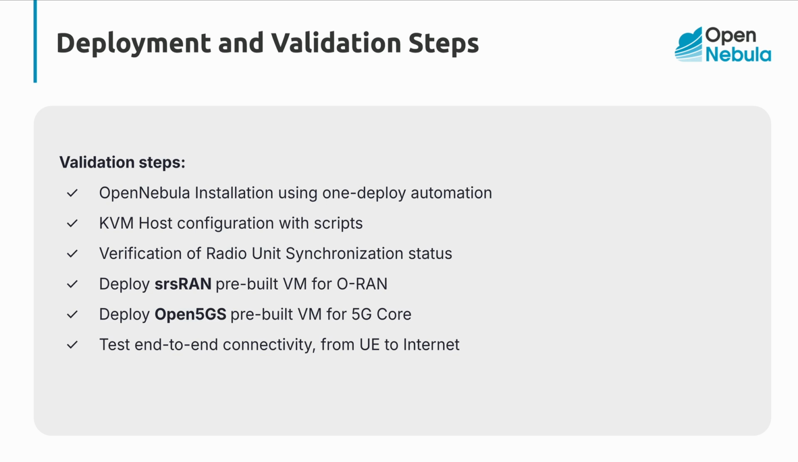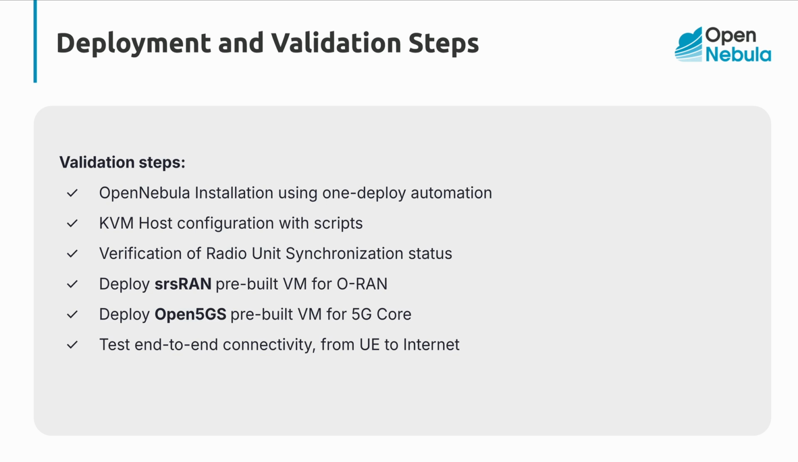We begin by installing the OpenNebula cloud itself. This is made simple using the OneDeploy automation tool. As the proper timing is absolutely essential for an O-RAN network to function correctly, the critical pre-flight check is performed. We are verifying the synchronization status of the radio unit. With the infrastructure validated, we deploy the main services.